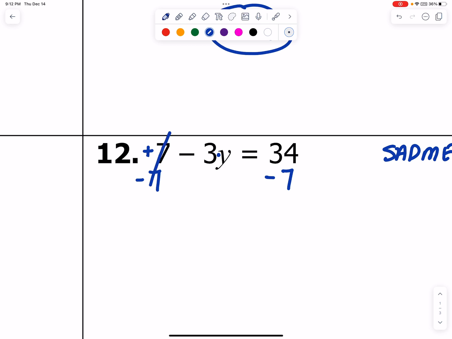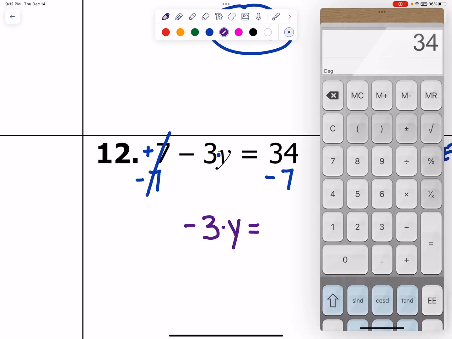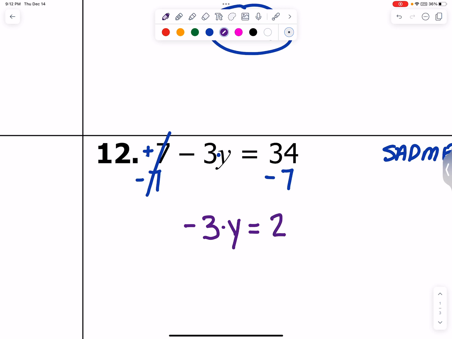So this is going to cancel out, and then I'm left with a negative 3y, or negative 3 times y, equals 34 minus 7, which equals 27. Now this starts giving us a little bit more clarity. I have a negative 3 times y.